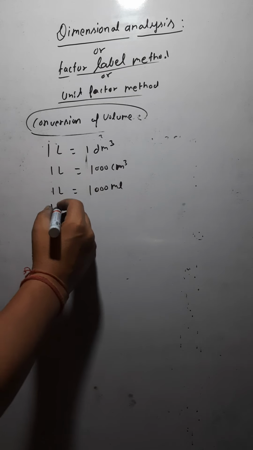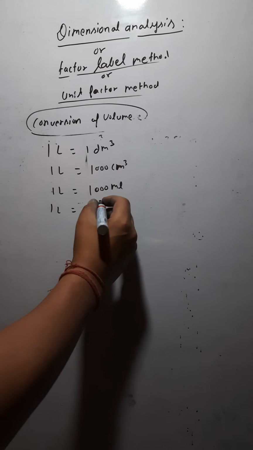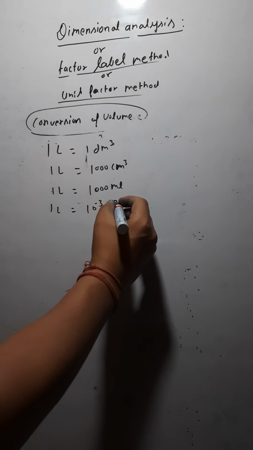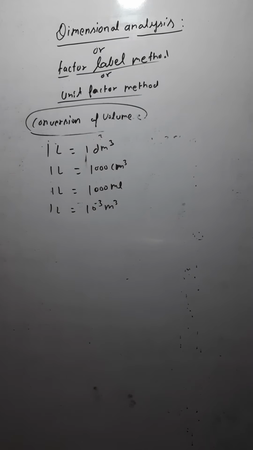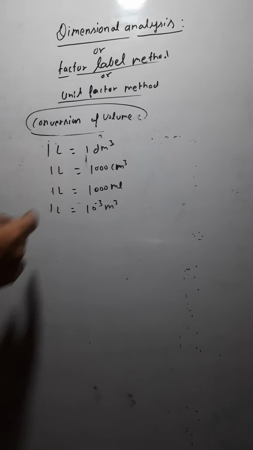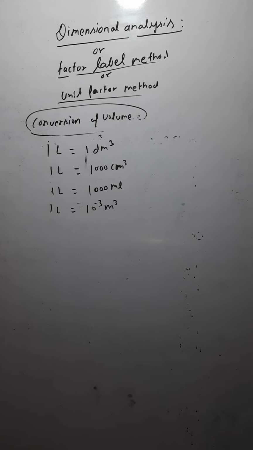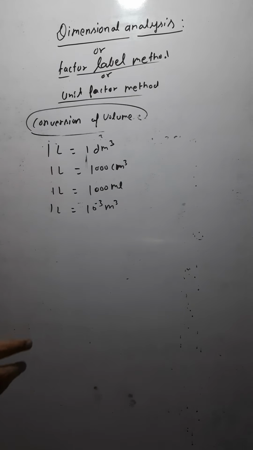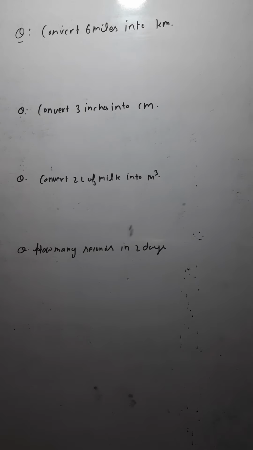And one more unit: 1 liter is equal to 10 to the power minus 3 cubic meter. So if you are to convert liter into cubic meter, you have to multiply it by 10 raised to the power minus 3. So this is how the conversion of units takes place. This conversion is known as dimensional analysis, or the factor label method, or the unit factor method. Now we would discuss some questions here. Before this, you note it down. These are some questions which you have to try using dimensional analysis.